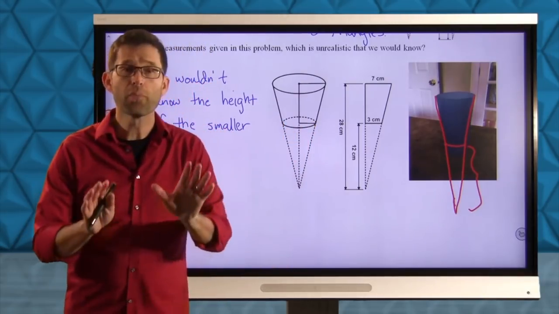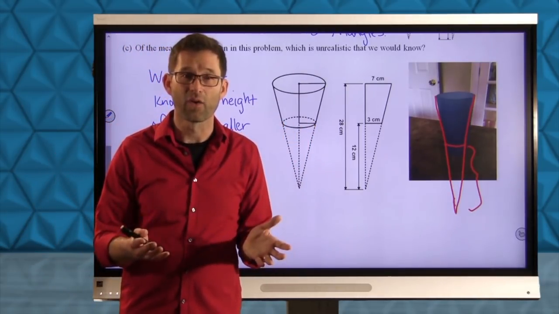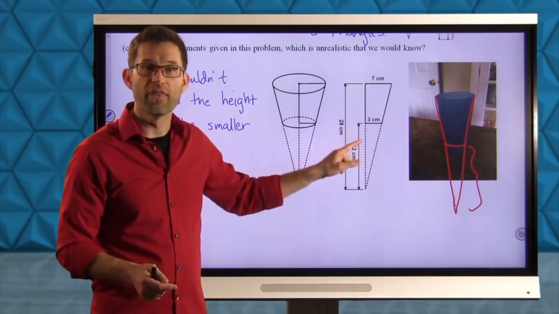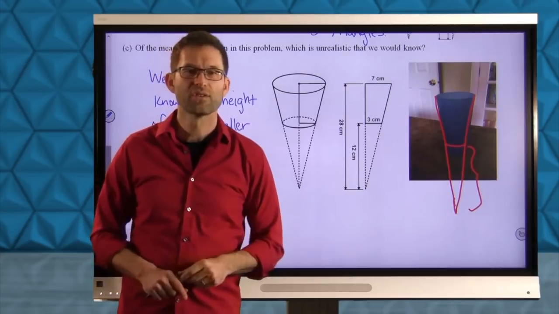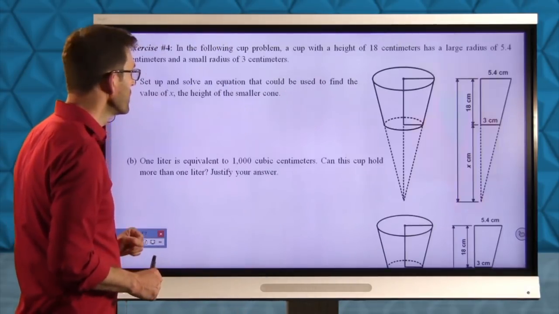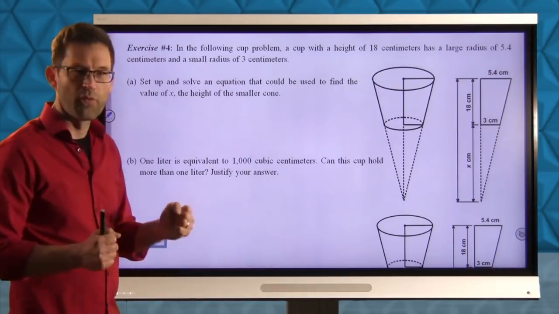So every other piece of information on this diagram we would know. We just wouldn't know this. So next, we're going to figure out how to deal with that. All right, here we go. Exercise number 4. You ready?